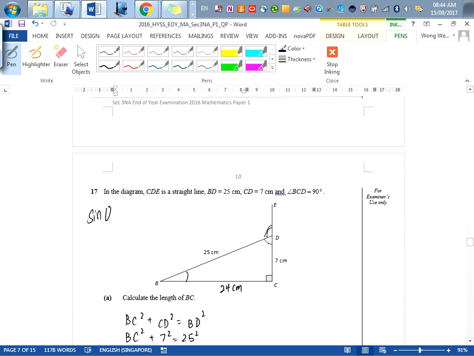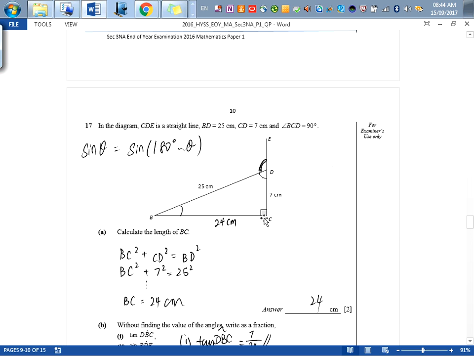Sine theta equals to sine 180 degrees minus theta. Remember this one? Okay. So if I want to find this, let's say I call this theta. Let's say I call this to be, what happened?